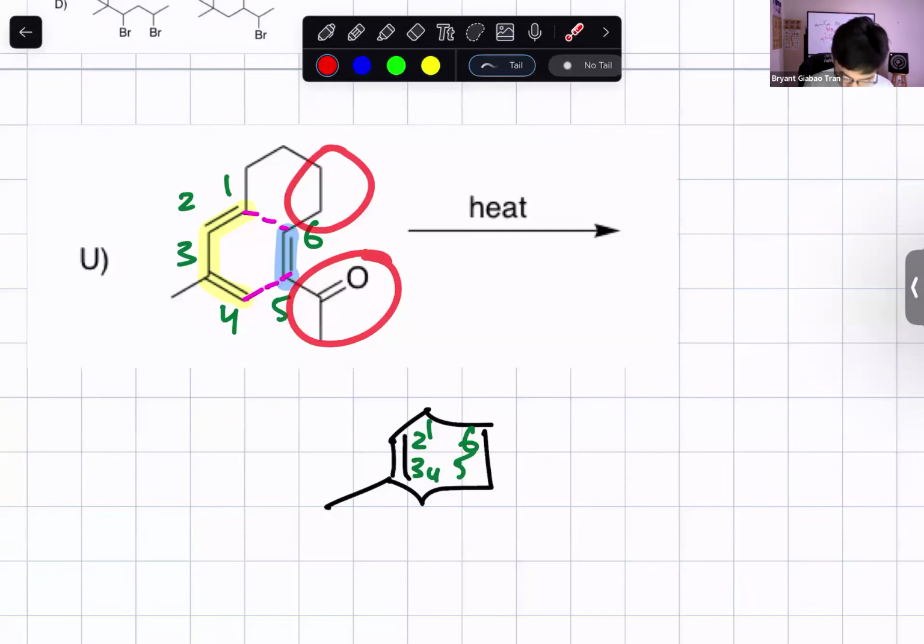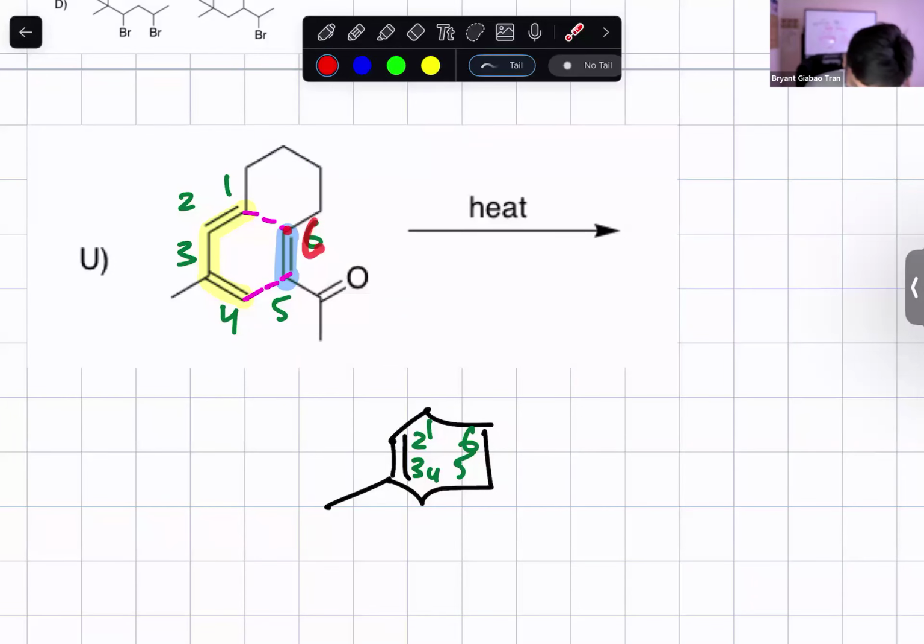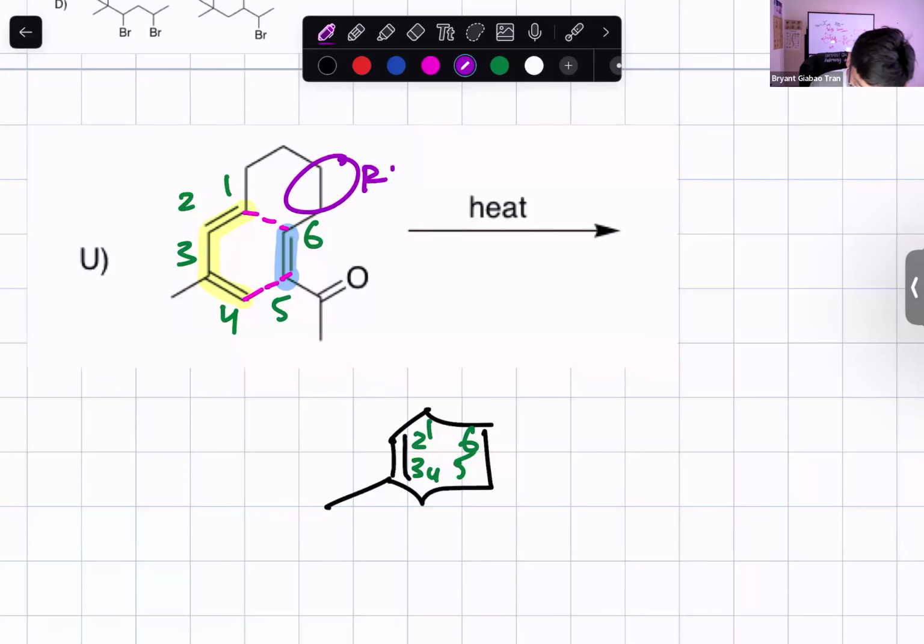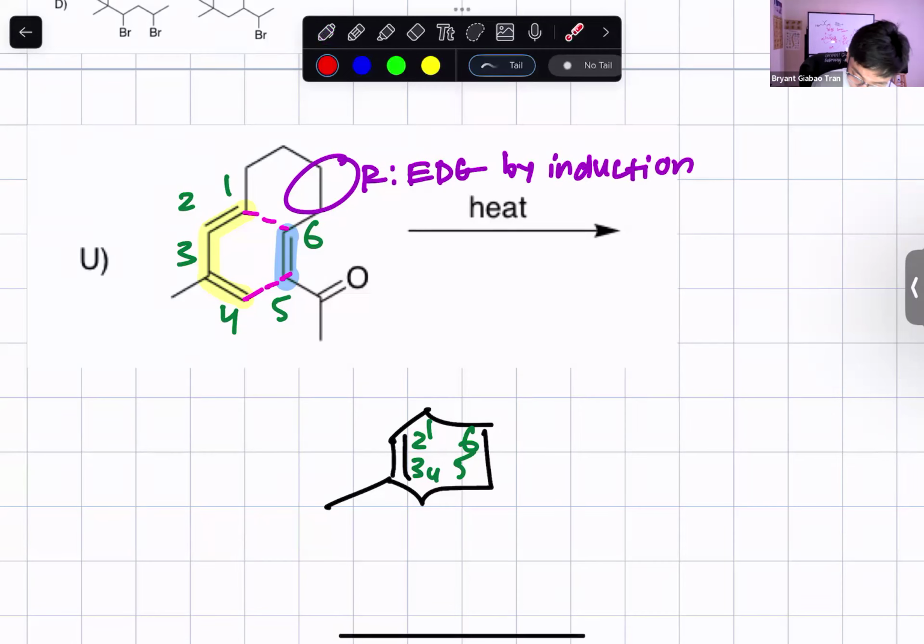Right, so atom 6 right here, which is this one, the way I numbered it, is attached to an R group, right? And an R group is going to be considered an EDG, by induction. So any R group like a methyl, isopropyl, or tert-butyl is an EDG by induction.